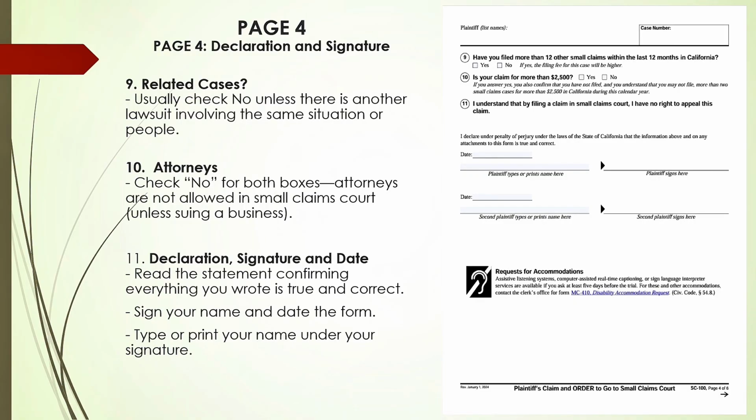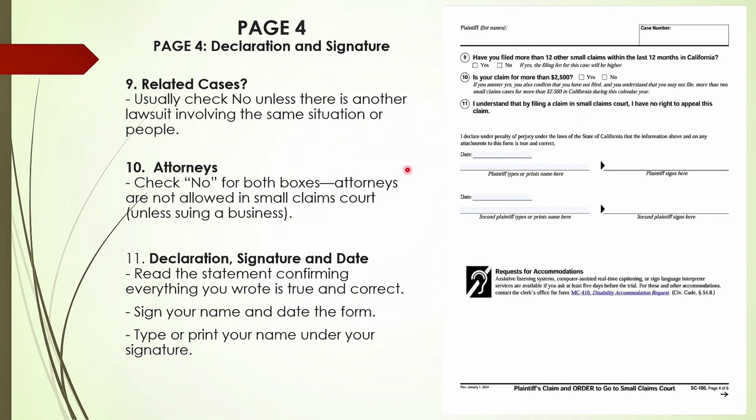On page 4, for declaration and signature. On number 9, it's about related cases. Usually check no unless there is another lawsuit involving the same situation or people. On number 10, is your claim for more than $2,500? If your answer is yes, you also confirm that you have not filed, and you understand that you may not file, more than 2 small claims cases for more than $2,500 in California during this calendar year.